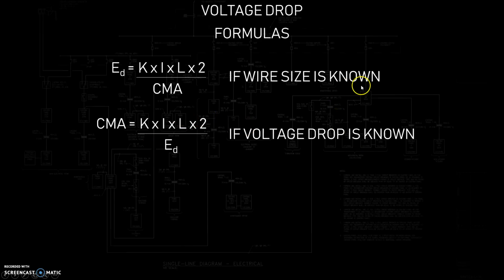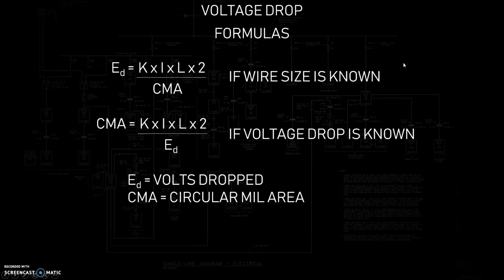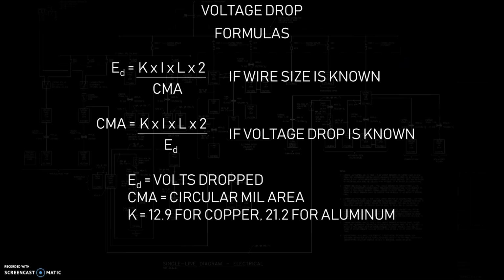So let's look at these values in a little more detail before we get too far down the road here. Our first value, ED, is volts dropped. That's just simply a number of volts dropped. So we're going to drop 7 volts, 8 volts, 9 volts, whatever that is. That's purely and simply the number of volts that are dropped in the situation. CMA is your circular mil area, or in other words, your wire size.